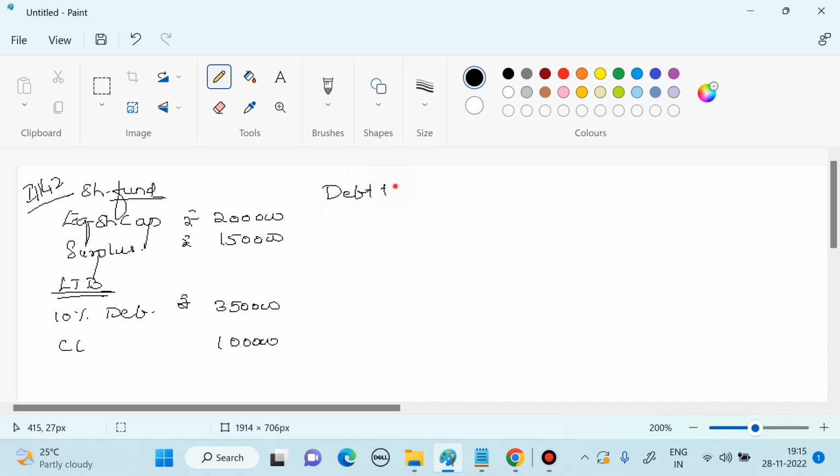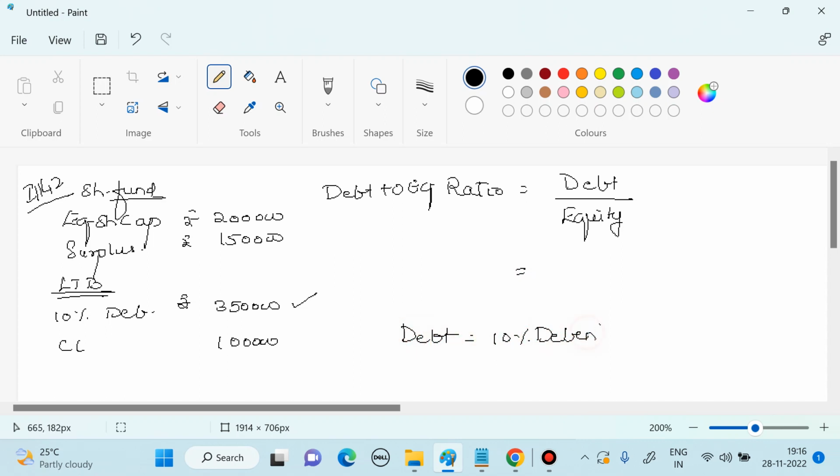So write first the formula always. Debt to equity ratio is equal to what? Debt by equity. What is debt? The long-term amount payable to outsiders, external. So from this information we find 10% debentures is what is payable to the outsiders in the long term by this business. So here the debt is equal to 10% debentures, so 3,50,000. What is equity?